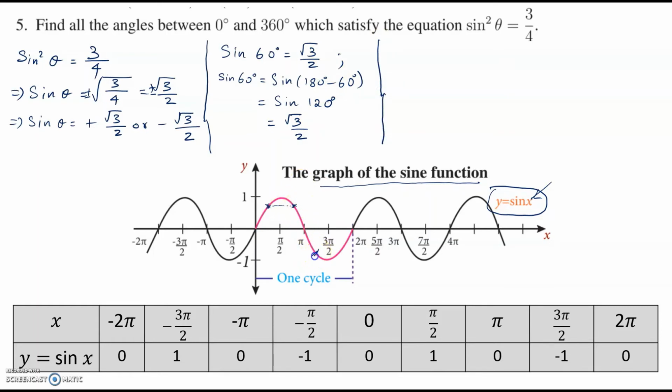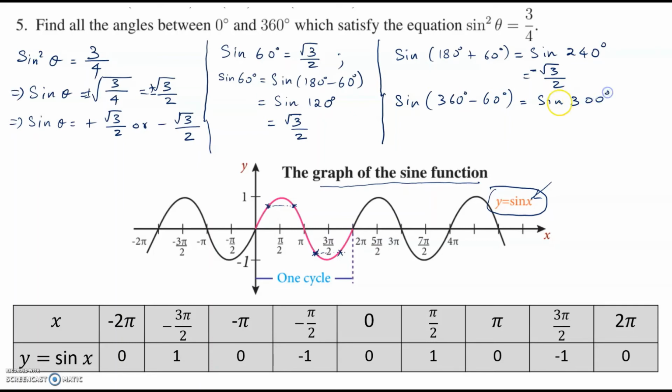Now the negative root 3 by 2 will occur in these two places. Now this is nothing but our 180 plus 60 degrees. So sine of 180 degrees plus 60 degrees will be equal to sine 240 degrees, which is equal to minus root 3 by 2. And the next one will be 2 pi minus 60 degrees. So sine of 360 degrees minus 60 degrees will be equal to sine 300 degrees, where again the answer is minus root 3 by 2.